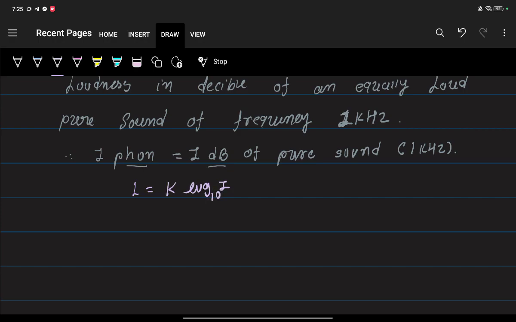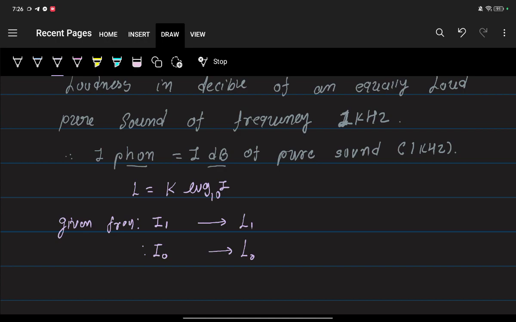So from this equation, at a given frequency, let's say I1 and I0 are the intensities of two sounds. These are the different intensities of two sounds, of which the loudness levels are L1 and L0. Here the loudness is L1 for I1 intensity, and the loudness for I0 intensity is L0.